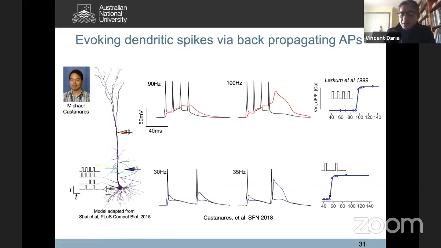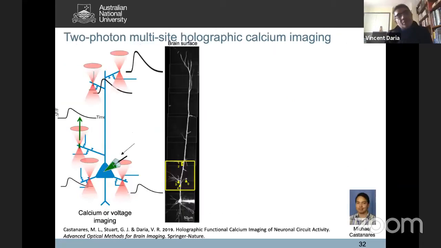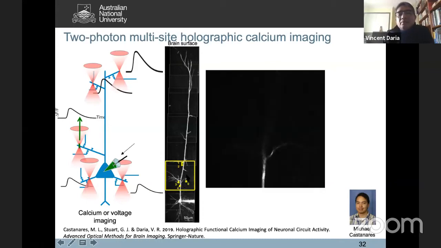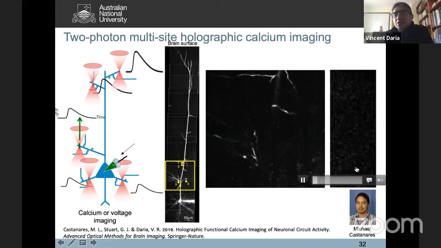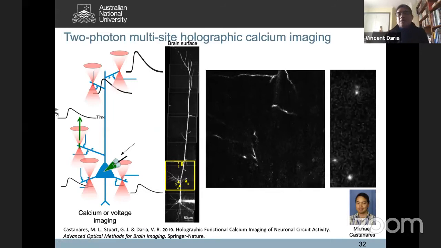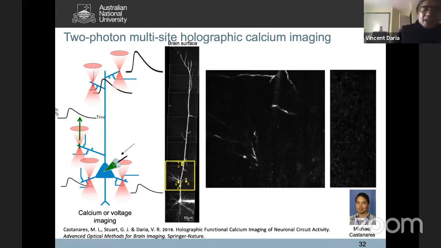So to verify that model, again, we use our technique, the multi-site 2-photon imaging, to look at different regions of the dendrite. We can look at dendrites here, and we were really interested in the set of dendrites that I just mentioned earlier. So this is how it looks if you look at the different planes of the neuron, and if you place your spots, these are the spots here. If you look at the flicker of those spots, you can see how it's affected by back-propagating action potentials.